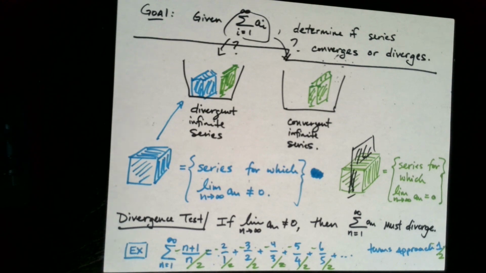So ultimately, if the terms don't approach 0, straightforward decision, the series must diverge. And that's why we call this the divergence test. On the other hand, if the terms do approach 0, more work is needed to figure out whether or not the series converges.